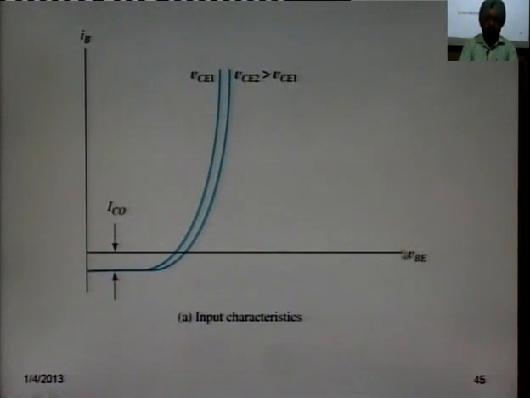You see, this is a graph between base emitter voltage and base current when you keep the collector emitter voltage constant.